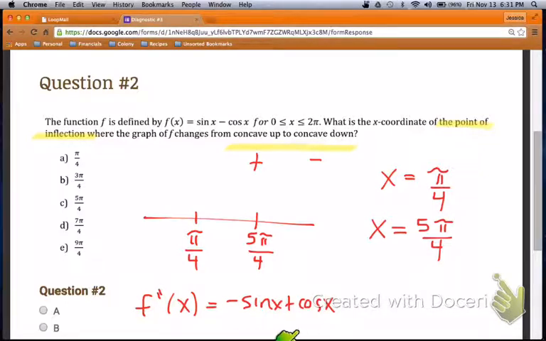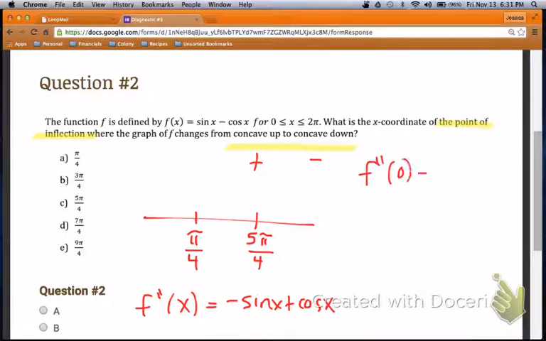And so in class, I keep telling you guys to look at what the graph looks like and just go off of that. But you might not actually know what this graph looks like, so it might be necessary to plug in some values in order to figure out exactly what we're looking at. So if I plug in a value less than pi over 4, for example 0, so f double prime of 0, that would be negative sine of 0, and sine of 0 is equal to 0. So negative sine of 0 would be 0 plus cosine of 0, and cosine of 0 is equal to 1. So that would be 0 plus 1. That's 1. So this is going to be positive values over here.